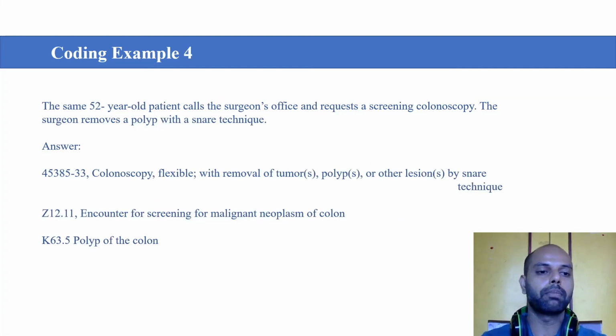Here we have another example. A 52-year-old patient calls the surgeon's office and requests a screening colonoscopy. The surgeon removes a polyp with snare technique. Previously, we have seen a provider did a screening, but there was no polyp removal. But in this example, the provider removes a polyp by snare technique. So the correct answer would be 45385 with 33 modifier, and DX is Z12.11, and another DX is K63.5.